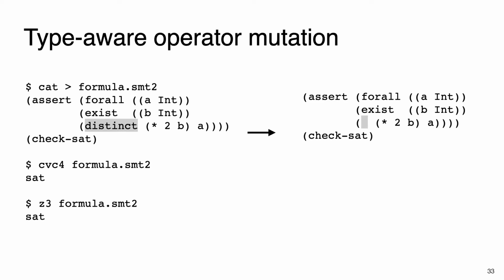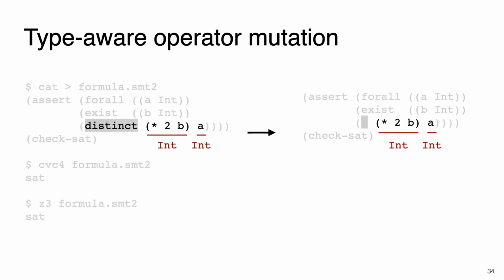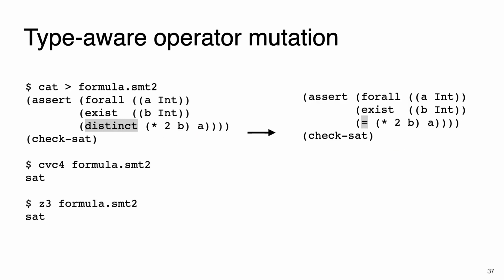For example, we randomly select the operator distinct from the seed formula. To generate well-typed formulas, it should be substituted with a new operator with the same type. The type of the distinct operator is receiving two int expressions and returning a Boolean value. Then we list a bunch of operators that have a compatible type, and randomly pick one to substitute the operator distinct. Now we have our type-aware operator mutant.